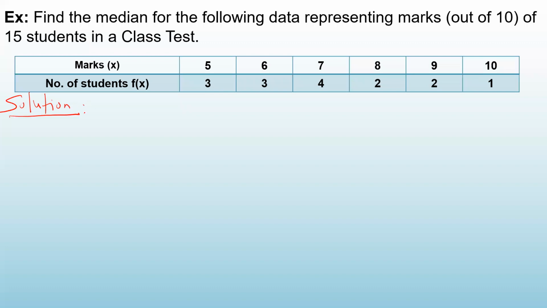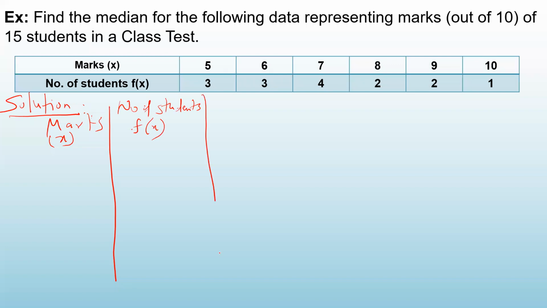What I do, I write here, first column is marks, that is the value of the variate x. The second column is number of students. Number of students means it is frequency of x. And let us write down the table. The values are 5, 6, 7, 8, 9 and 10. And what are the frequencies? 3, 3, 4, 2, 2.